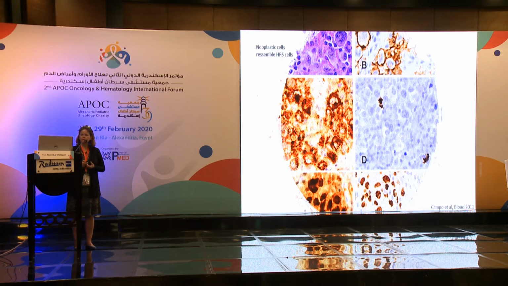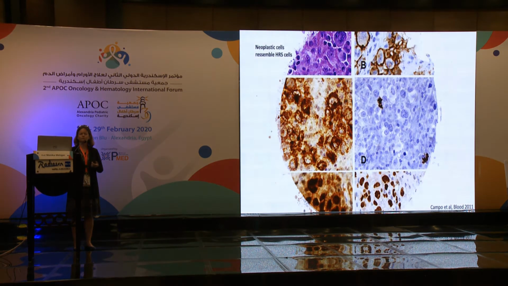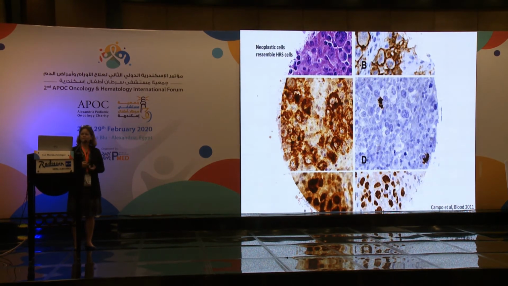And in this publication, talking about what we look at when we're reviewing the Hodgkin lymphomas and the gray zone lymphomas, we're looking particularly at the histological architecture. So we have neoplastic B cells, it should be a B, not a P, sorry, that resemble Hodgkin-Reed-Sternberg cells. They are CD20 positive, CD30 positive, CD15 negative, PAX5 positive, and OCT2 positive.